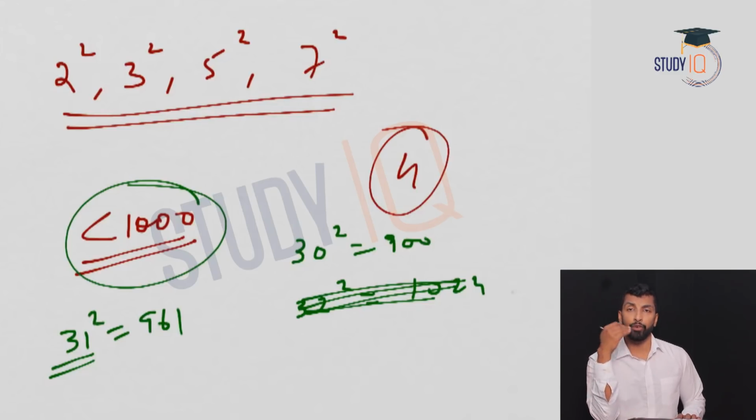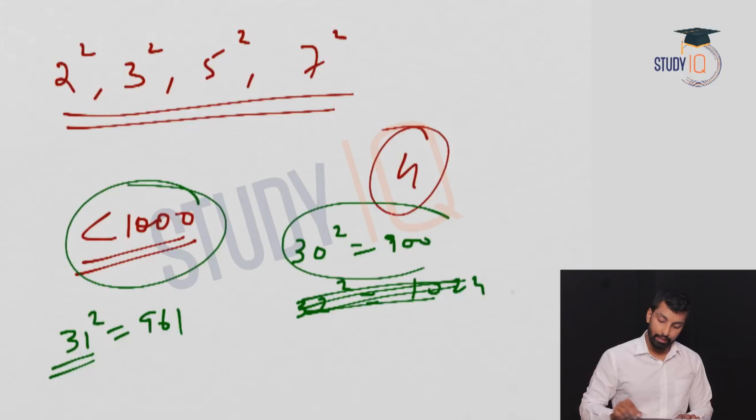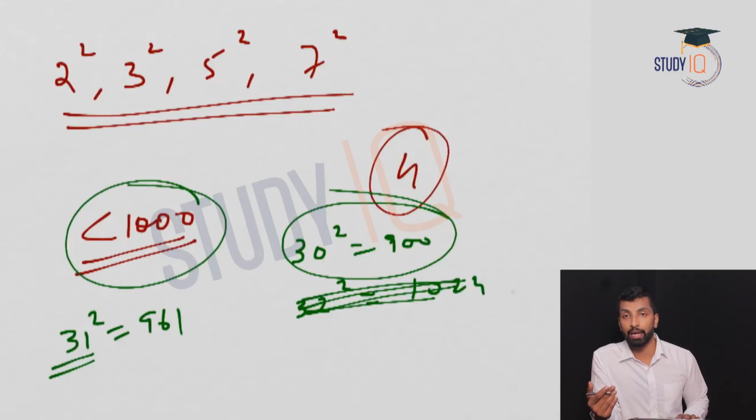Even if you don't know whether 32 squared is less than or greater than 1000, you know 32 is not a prime number, it's a composite number. 33 is also composite, 34 is also composite, 35 is also composite, 36 is also composite. By this time anyway 1000 will be crossed. So you don't need to know the square perfectly or whether it is less than 1000 or not. You just need to know 30 squared is 900 and 31 squared is less than 1000. That is common sense.